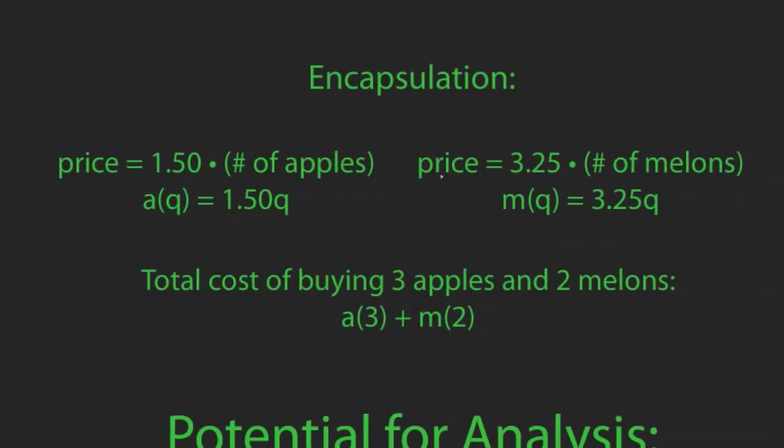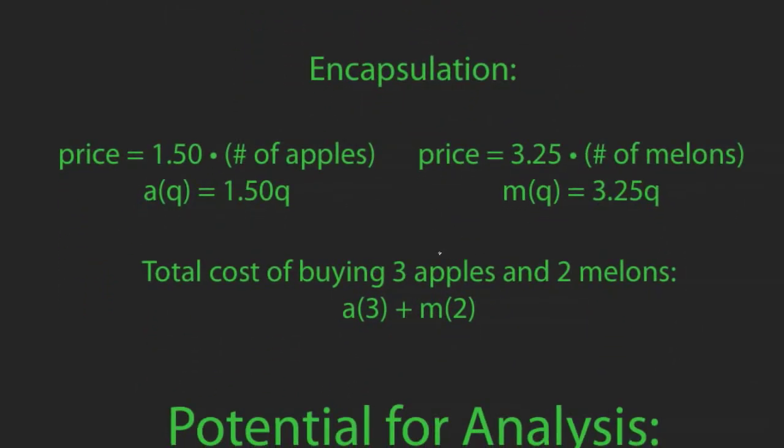What do I mean by that? I mean that functions encapsulate an entire mathematical operation into just a small, succinct package. So say I'm looking at a grocery store list of some sort, and I have the price of apples is $1.50 times the number of apples. So I made a function a of q, where a stands for apples and q maybe quantity. But a of q is $1.50 times q, so that's the function that gives me the cost of buying q apples.